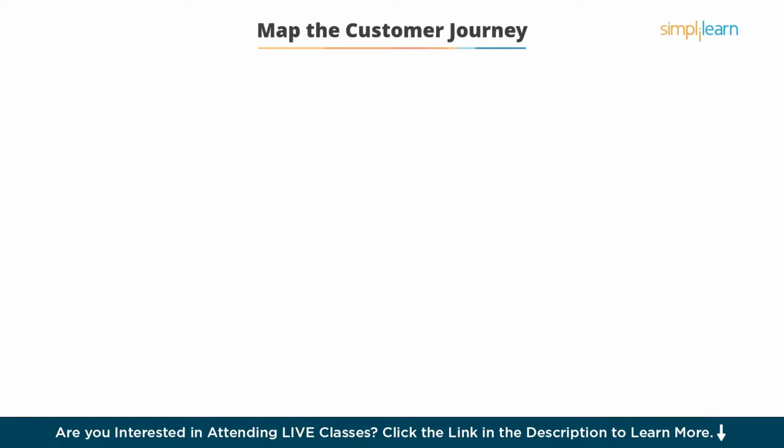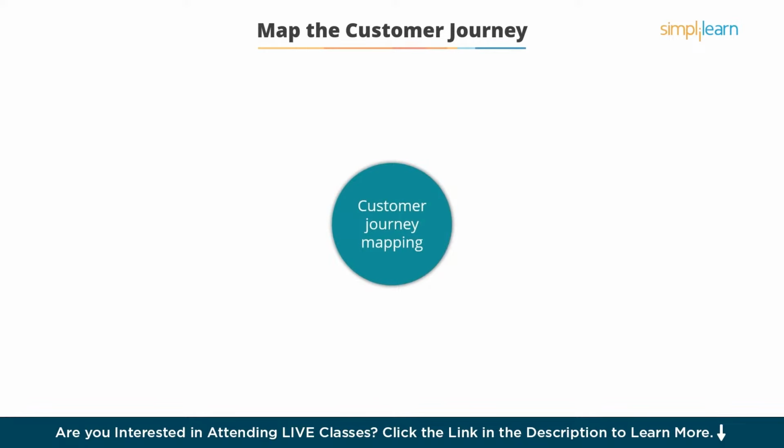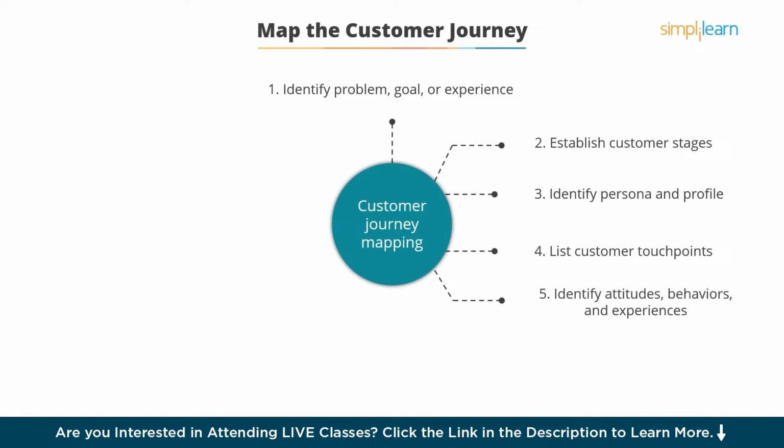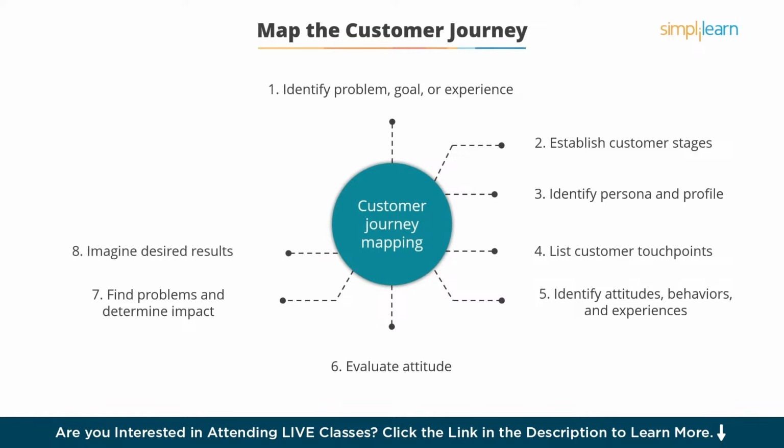In summary, here are the 10 steps to customer journey mapping process. Number 1, identify the problem, goal, or experience. Number 2, establish customer stages. Number 3, identify the persona or profile. Number 4, list customer touchpoints, acquisition, growth and engagement, or retention. Number 5, identify attitudes, behaviors, and experiences. Number 6, evaluate the impact of attitudes. Number 7, find problem areas and determine any financial impact. Number 8, imagine the desired result and connect to metrics. Number 9, build the new journey. And number 10, measure the impact.